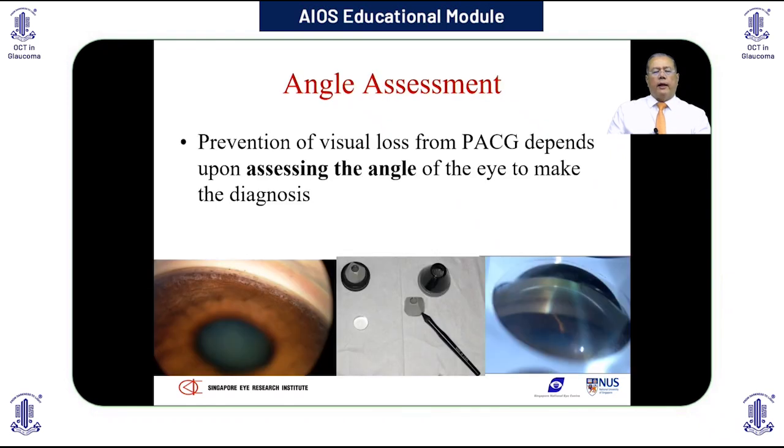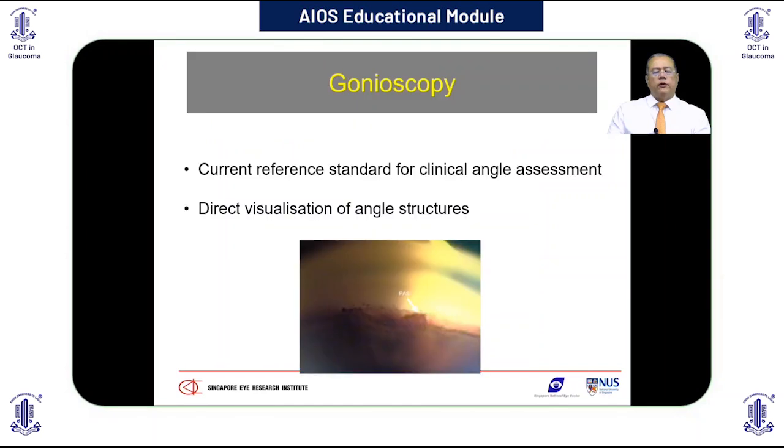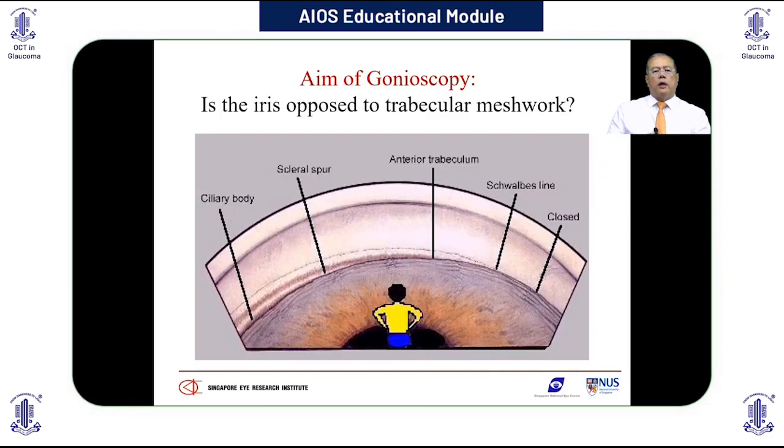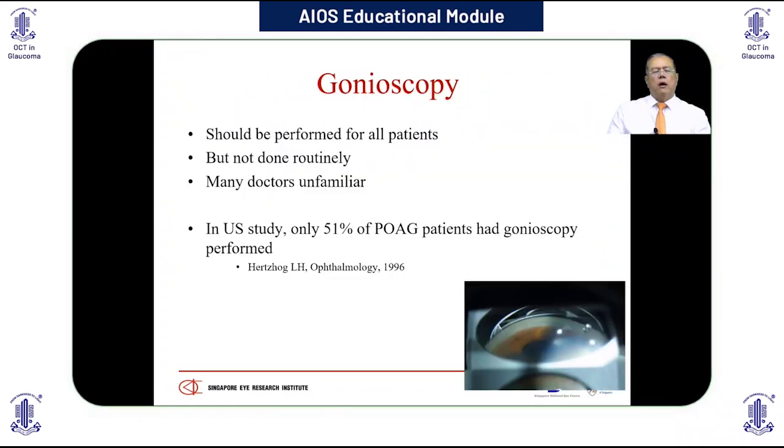When we look at the eye and assess the angle, we use gonioscopy as the clinical method, and this relies on using a lens to visualize the angle structures. In this method, we are visualizing the angle to see whether there's apposition of the iris to the trabecular meshwork, which is the sign of angle closure. Although gonioscopy should be performed for all patients, many ophthalmologists are not familiar or not confident doing gonioscopy, and so this procedure is not done routinely in many patients.